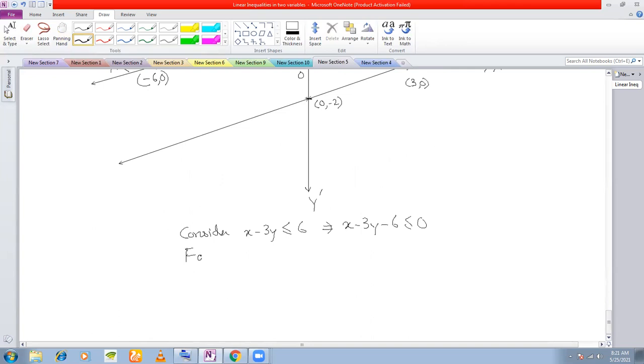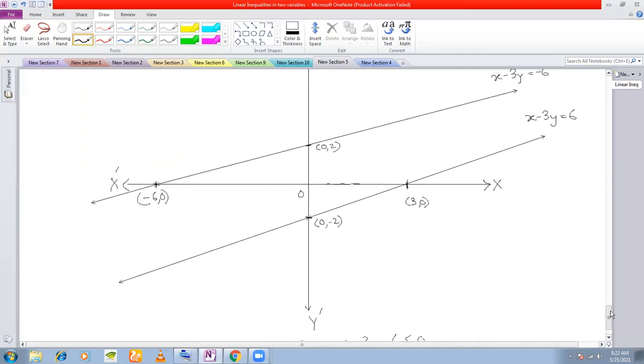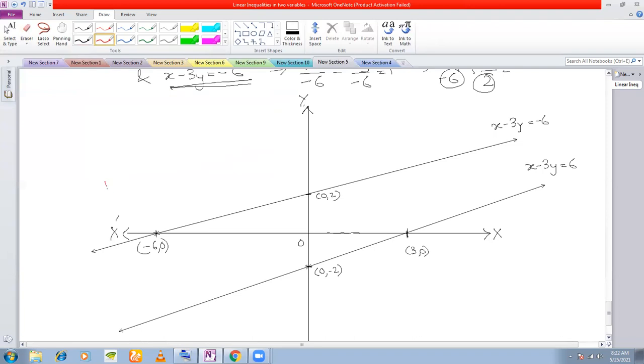So for the point 0, 0, put it in the inequality: 0 minus 3 into 0 minus 6 less than or equal to 0. Is it true? Answer is yes. Minus 6 less than or equal to 0. So which one will be your solution? Solution will be on the origin side of this straight line x minus 3y is equal to 6. We will shade the origin side of this straight line.